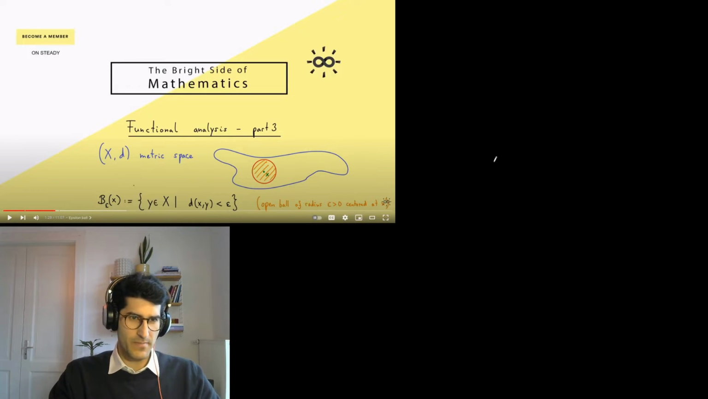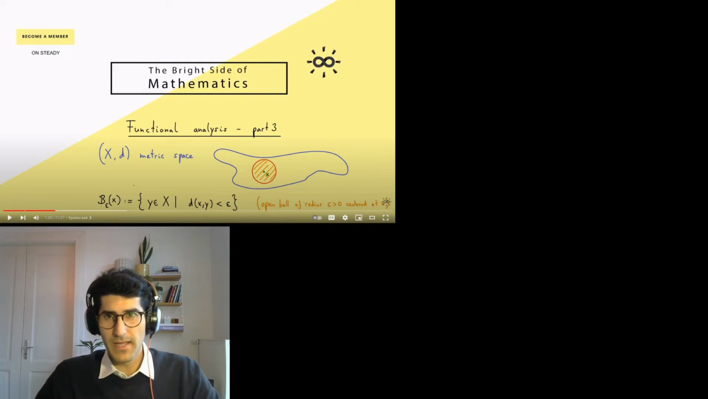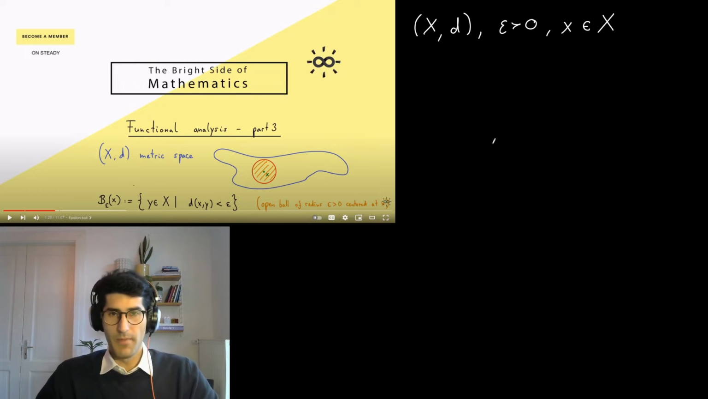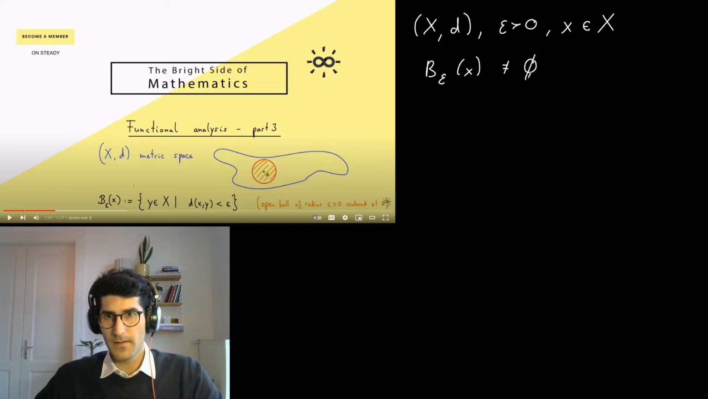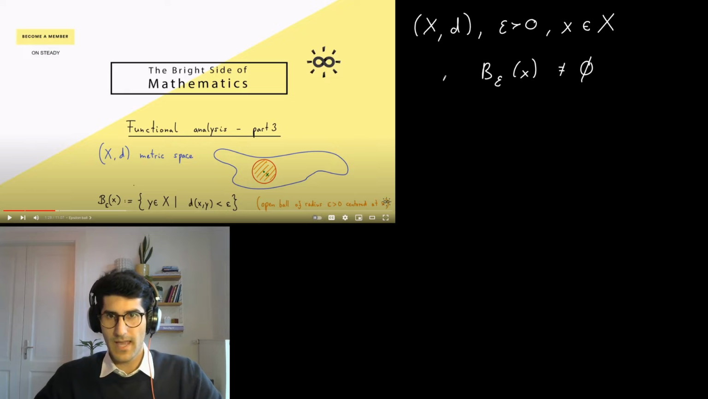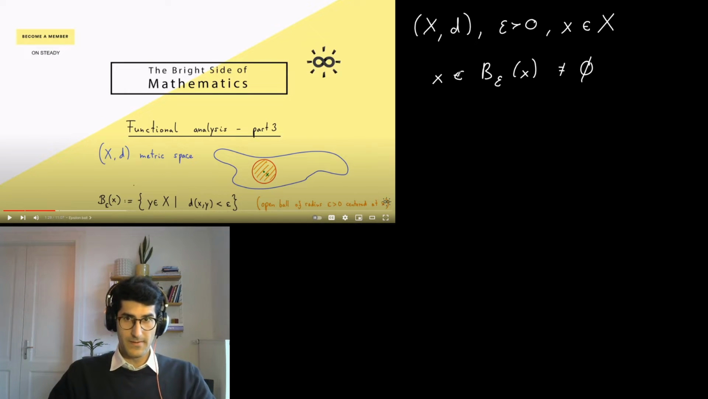Let's prove the statement that was made in the video, namely that given a metric space (X, d), a value epsilon greater than 0 and a point x from our metric space, the corresponding epsilon ball B_epsilon(x) is not empty. Particularly, as was said in the video, x is always contained in the epsilon ball.